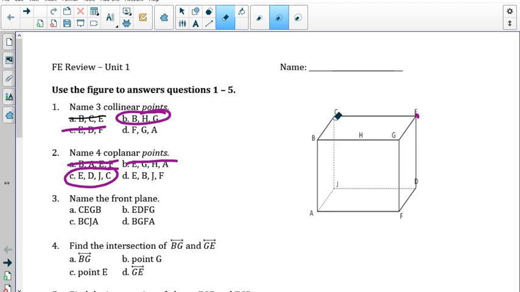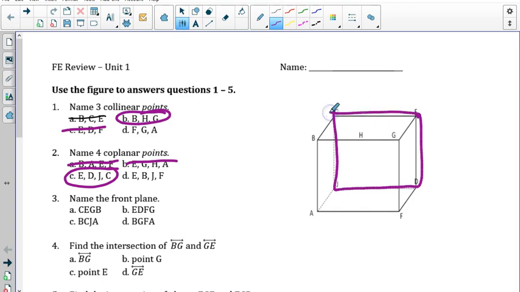All right, name the front plane. This one's tough because it's like an optical illusion. Is the front plane this one? Or is it this one? Well, let's see which one works for our choices. CEGB. Well, here's C, E, B, and G. That is the top.